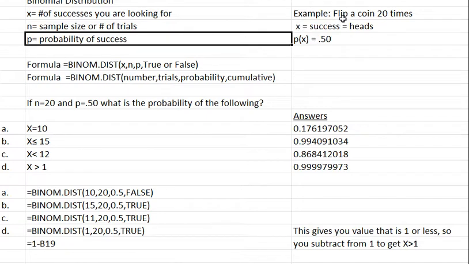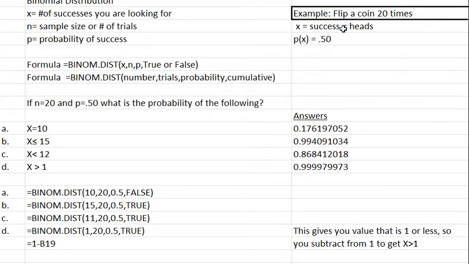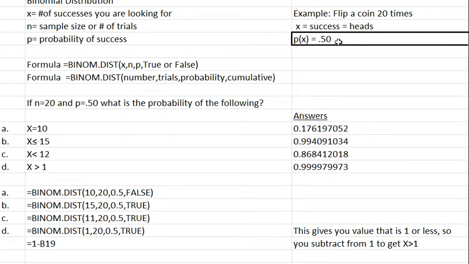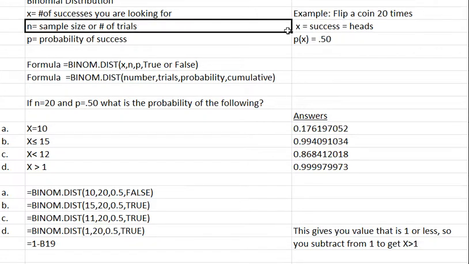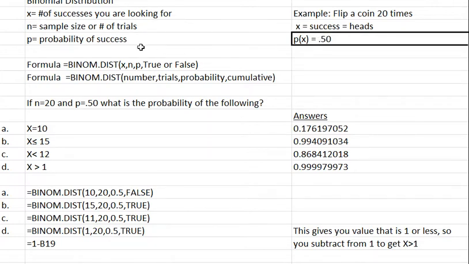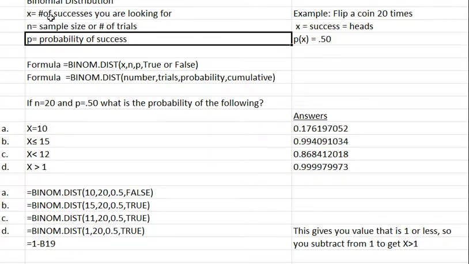So in this example, we're going to flip a coin 20 times. We're going to define success as getting heads on a coin, and we know, because it's a classical probability, that the probability of getting heads is 50% on any given flip. So 20 is going to represent our n, or sample size. Our probability of x is going to be 50%, and then x is what we'll be looking for.